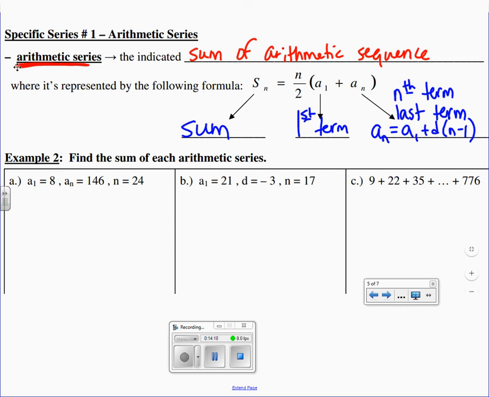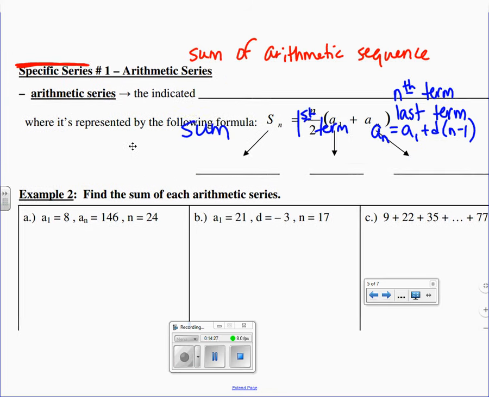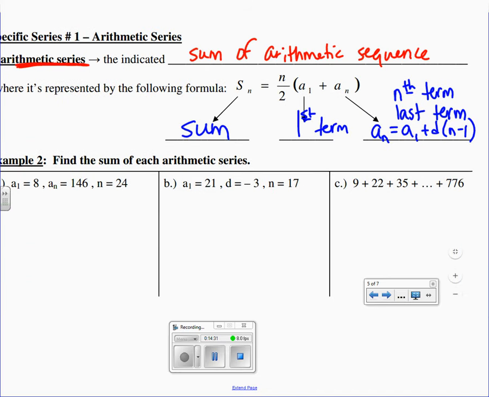Okay, so let's do an actual problem with this formula. So, find these sums. Circle that, please. Circle the word sum. Okay, circle the word sum. So it says find these sums. So do you think we're going to use the purple formula or the black formula? Purple. Purple means sum. So we're going to use the purple formula. So S equals.